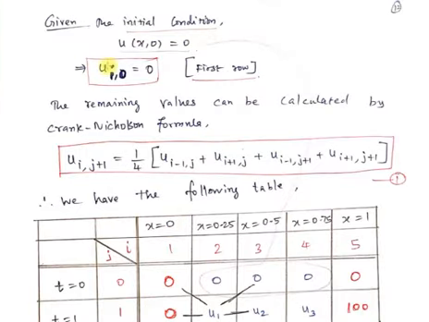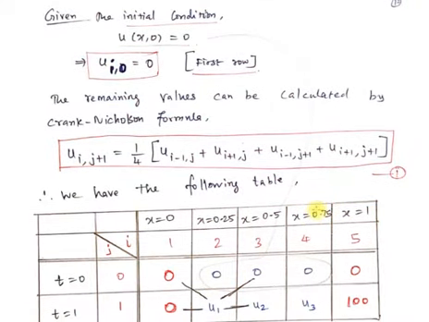Then the initial condition u of x comma 0 equal to 0. That means u of i comma 0 equal to 0. The initial condition is the first row. First row full of 0 only. The remaining values can be calculated by the Crank-Nicolson formula: u of i comma j plus 1 equal to 1 by 4 of the 4 corner values.